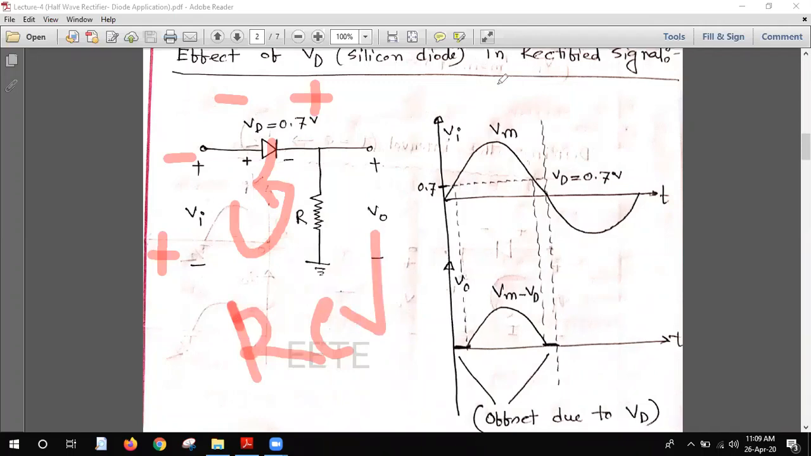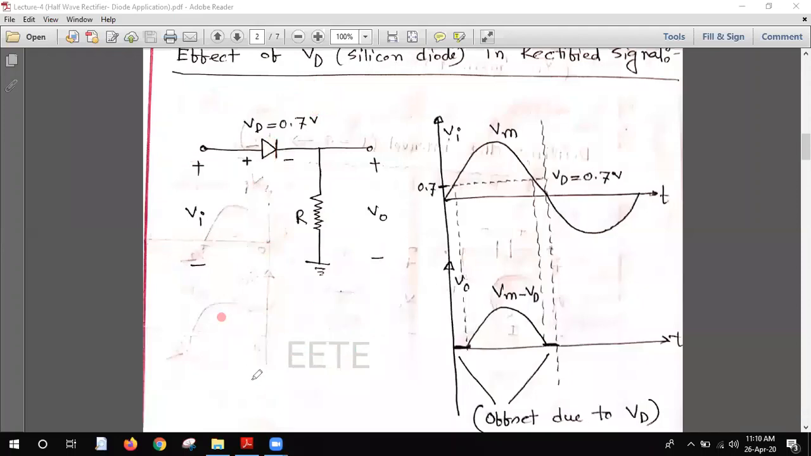When it is reverse biased, whether it is a silicon diode or an ideal diode, the current I will be zero. When the current I is zero, there is no effect of the silicon diode, so the output voltage VO will also be zero. That's why in the negative cycle it has 0 volt, the same as the ideal diode. The effect is only on the positive side.